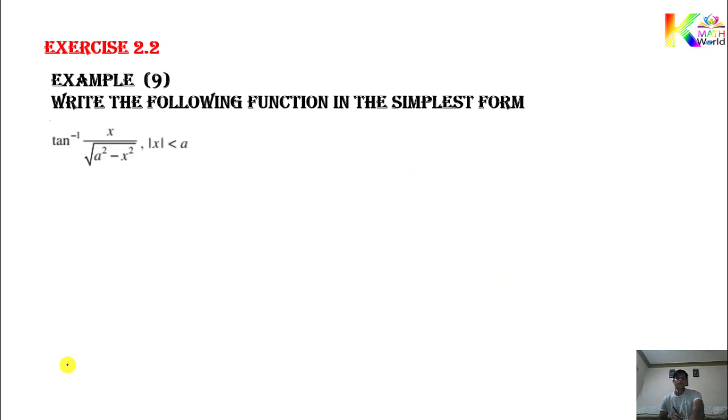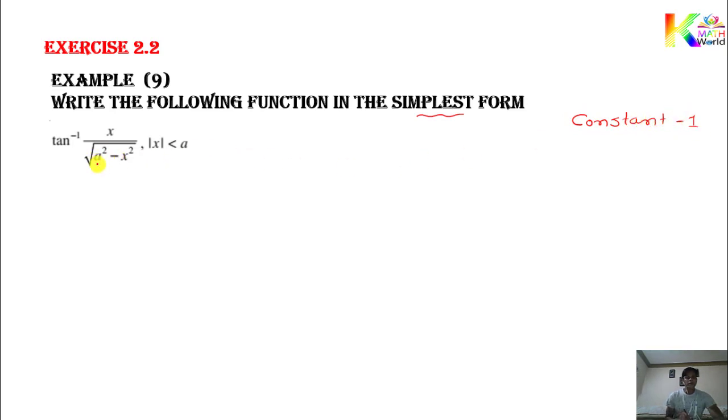Write the following function in the simplest form: tan inverse of x over this. Whenever we have to get the simplest form, try to set the formula. To set the formula, wherever a constant is there, make the constant 1. Firstly, make the constant 1.